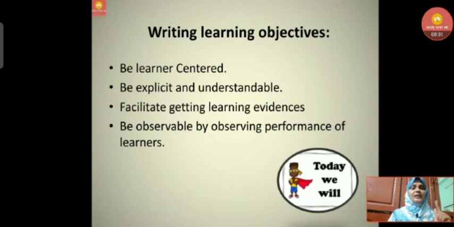Facilitate getting learning evidences. That means whatever the learning objectives are written, learning evidences should be there. That means if these learning objectives are written, what is to be fulfilled from the learners, that should be understood. Then be observable by observing performance of learners. Obviously, the teacher always observes whether the learners are able to understand whatever topics are taught to them.